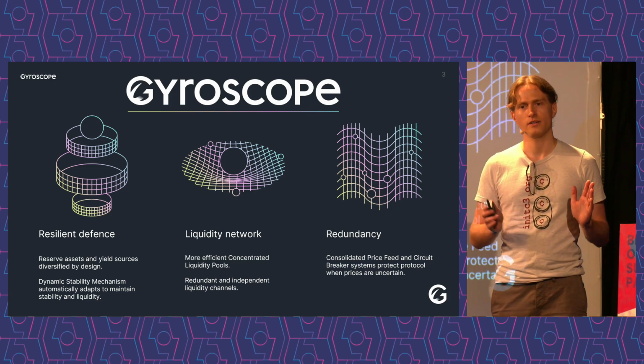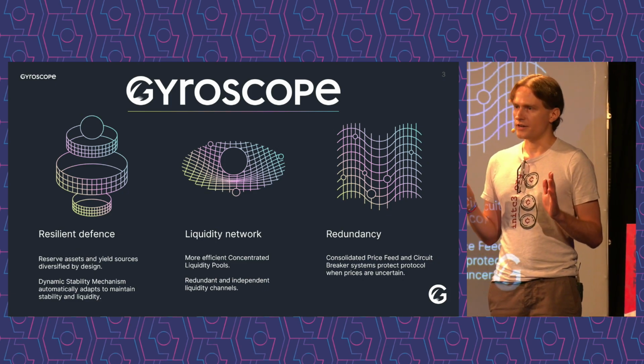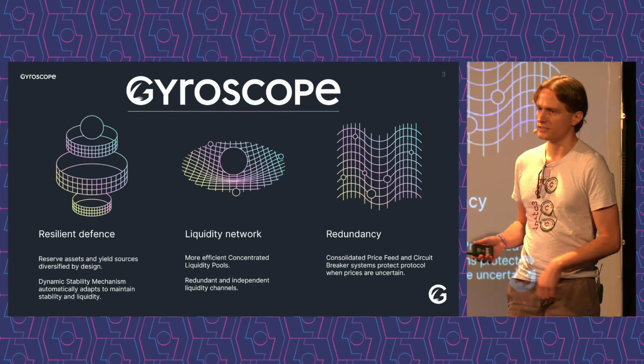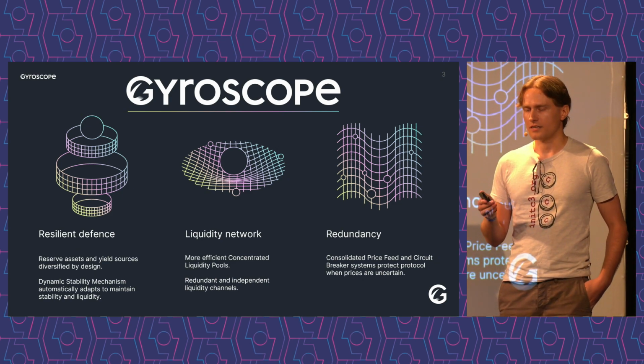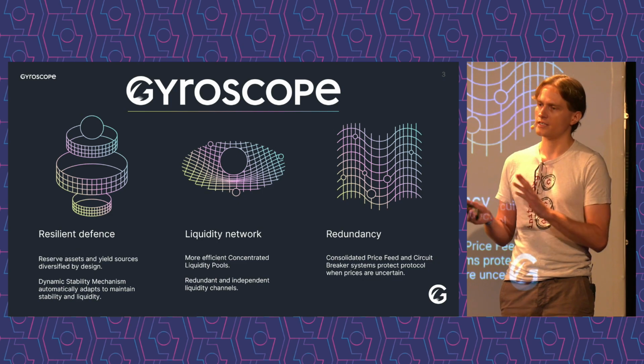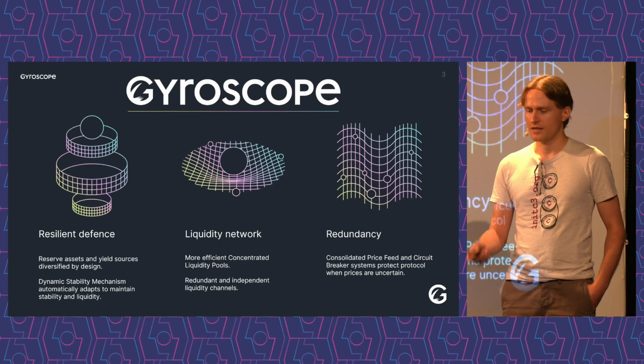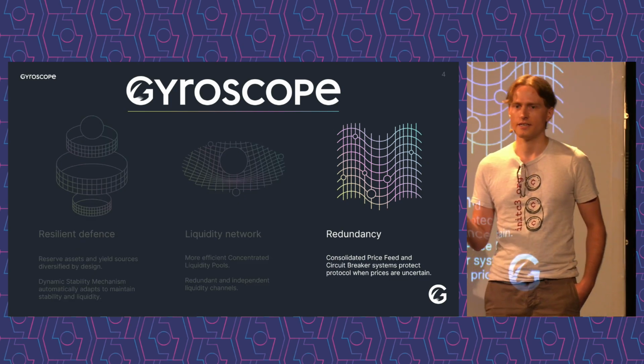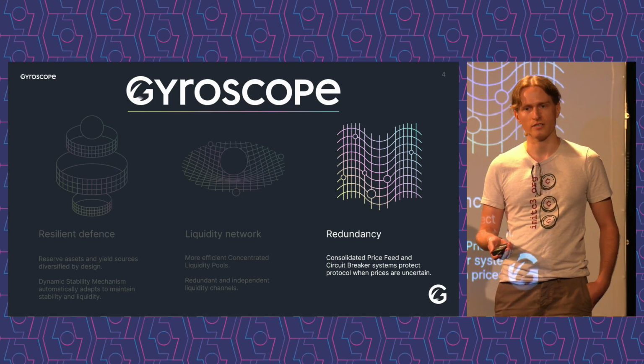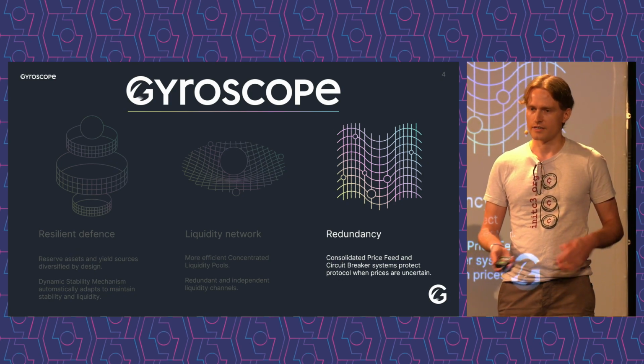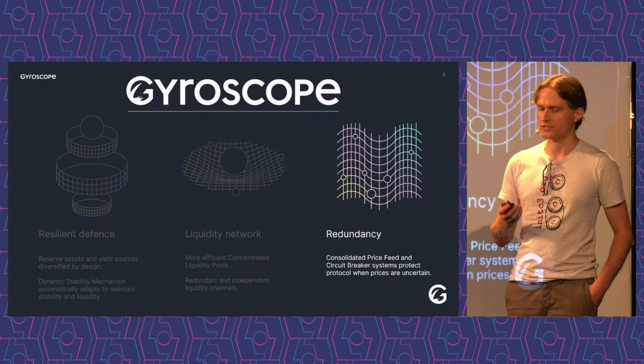Overall, Gyroscope can be thought of as a number of different pillars in the tech stack that allow better risk management and better handling of contingency situations. And the part that we're going to focus on today is the redundancy part around price feeds and a little bit about the circuit breaker system.